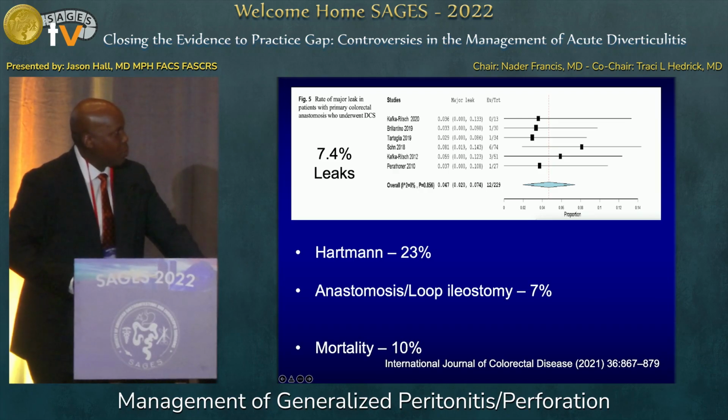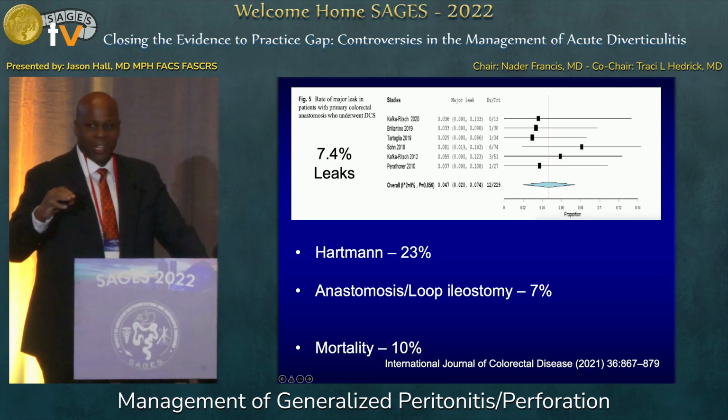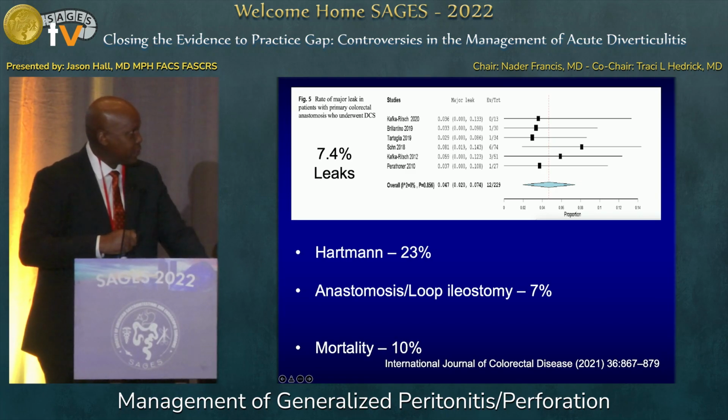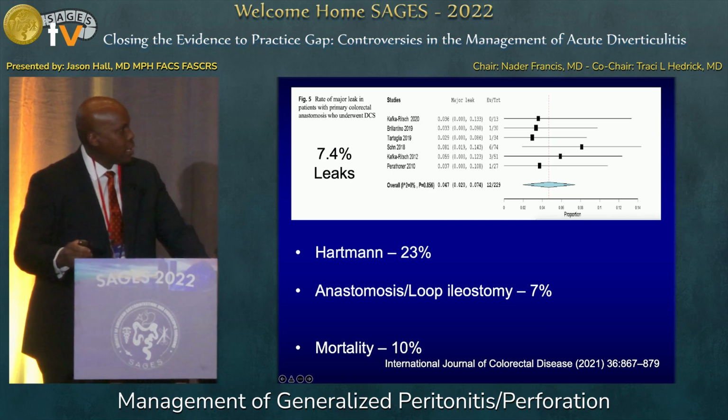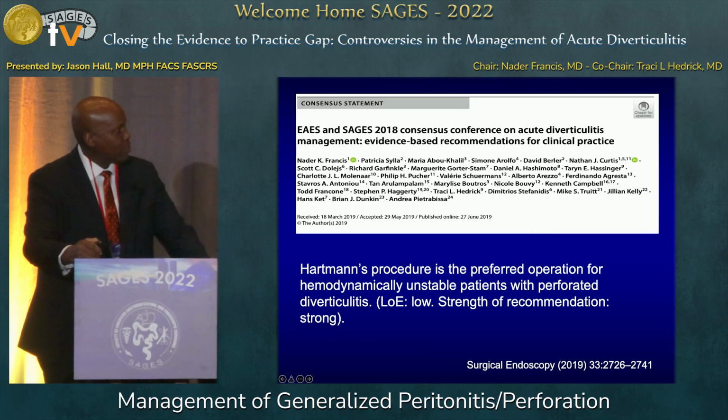The other thing is you wonder about some of the technique of the folks doing this, because when they did do an anastomosis, the leak rates were 7.5%, which is a little bit higher than what we would traditionally expect in an elective setting. And again, this is a sick group of patients, so mortality around 10%.